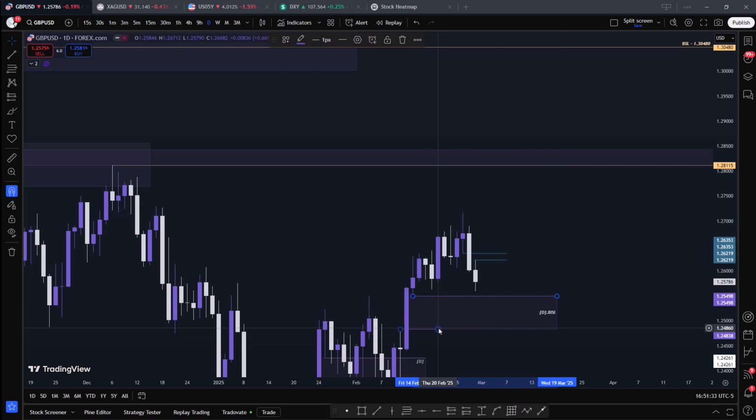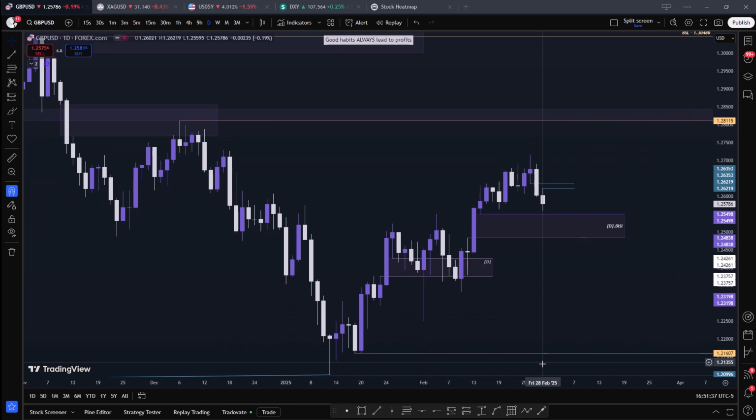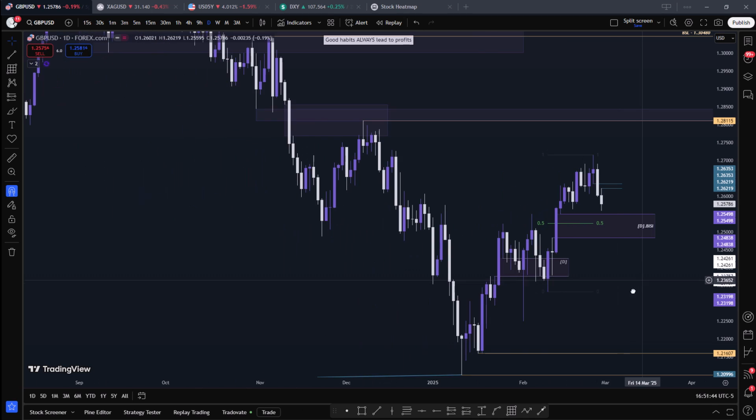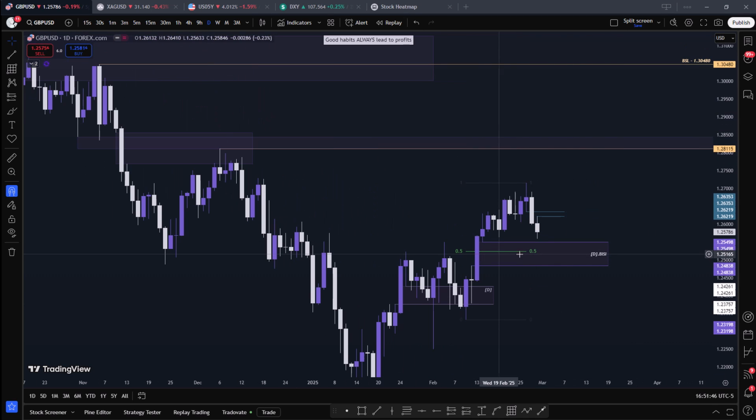Why do I call it a discounted fair value gap? Because when we measure the recent range, from that range low over here to that range high, we can see where the 50% mark is right there. The 50% mark is within the fair value gap, which also has this mitigation block right here. So we could expect price to come down all the way to this blue line, which is 1.25045, before we get higher prices, if we are going to get higher prices.